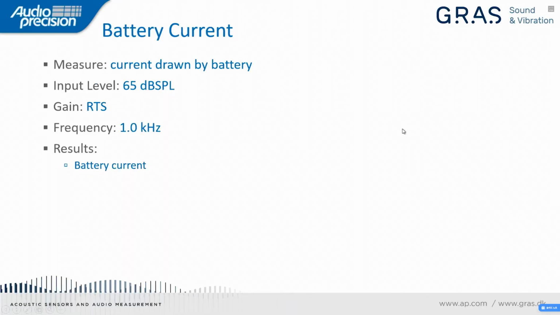The battery current is another important metric. These devices are all battery powered, and of course it's important to know how much current is drawn from the battery by the hearing aid for typical use. So for this test, we have an input level of 65 dB SPL. The gain of the hearing aid is at the reference test setting. The signal is at a frequency of 1 kilohertz, and we just want to measure the battery current.